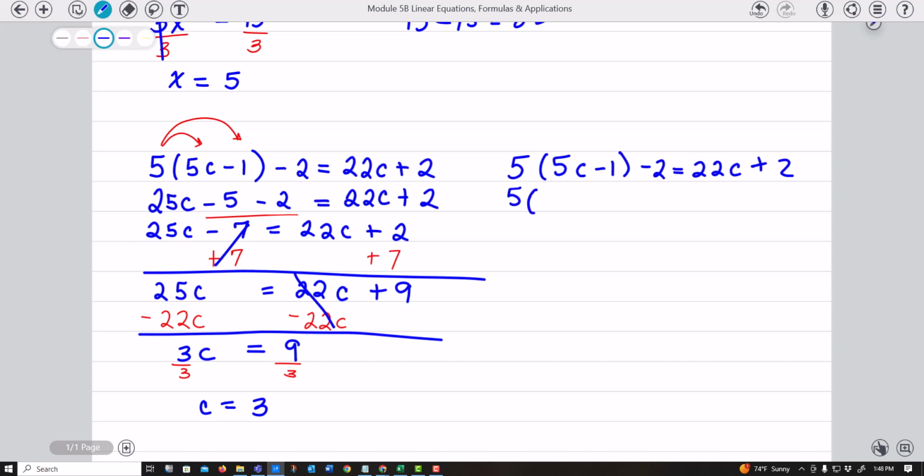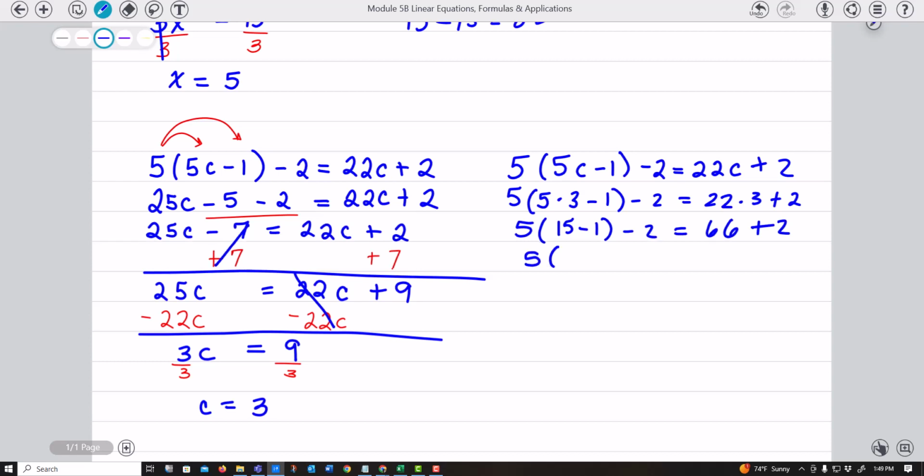The reason why is I could have made a mistake going down here, right? And so I am going to plug in 3. So 5 times 3 minus 1 minus 2. And the nice thing of checking is you can just pick up a calculator, really quick. But I will see if I can do this by hand. 15 minus 1. Remember that. Please excuse my dear Aunt Sally. And so 5 times 14 minus 2 equals 70 minus 2. And 5 times 14 is 70. And I get 68. And look at that.